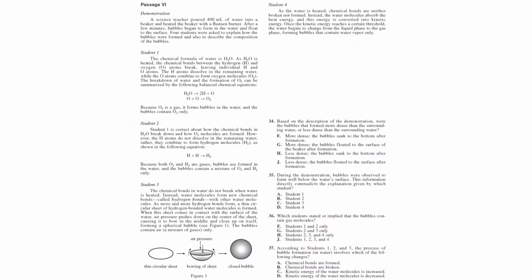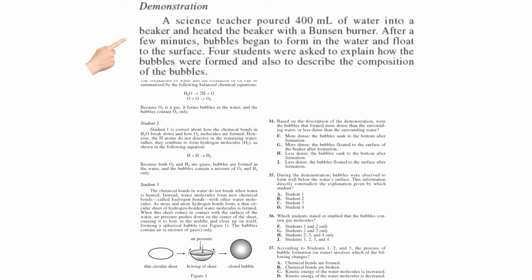So your first question is, what is the conflict? And usually you're going to find this in the beginning where it says demonstration in this one. So a science teacher poured 400 milliliters of water into a beaker, heated the beaker. After a few minutes, bubbles began to form on the water and float to the surface. 4 students were asked to explain how the bubbles were formed and to describe the composition of the bubbles. So how the bubbles were formed and describing the composition, that's the conflict.